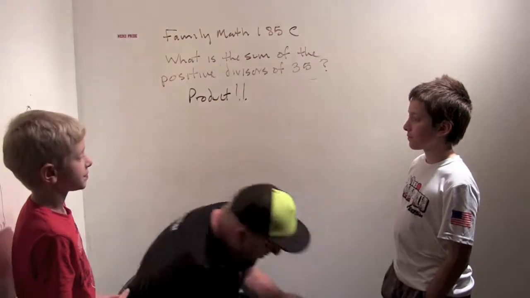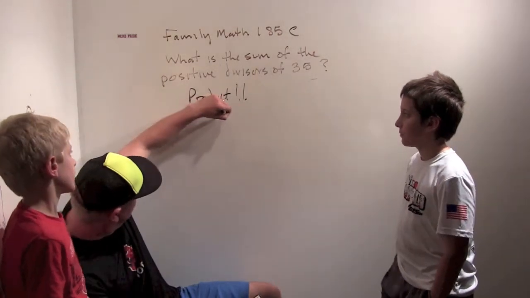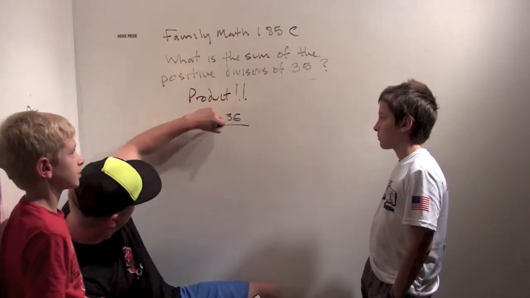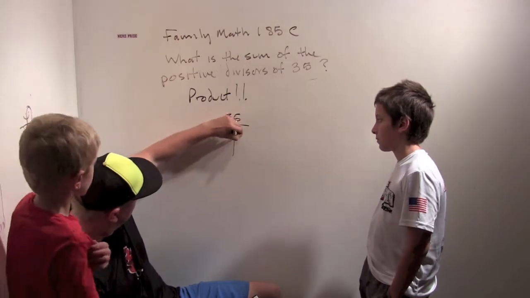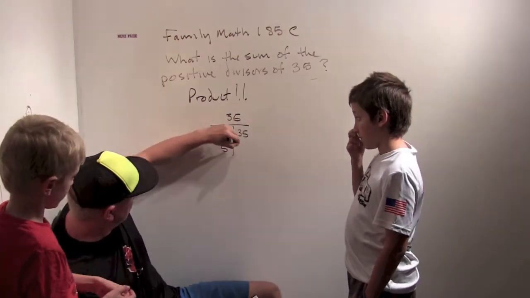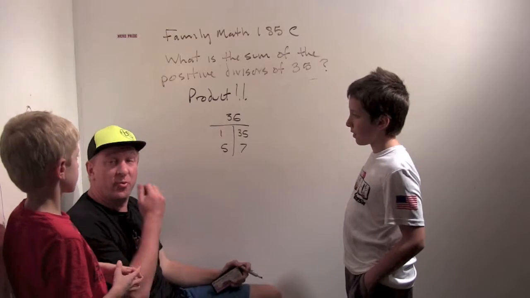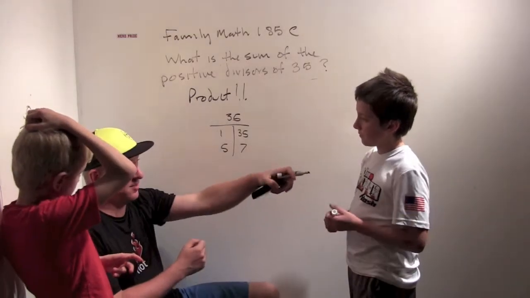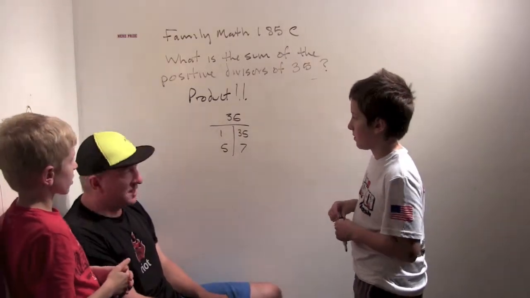So the product of divisors. Let's look at 35 first. 35 we said was 1 and 35, and then 5 and 7. So what are we going to get with the product of divisors? And since this was your idea, I'll have you take a stab at it.